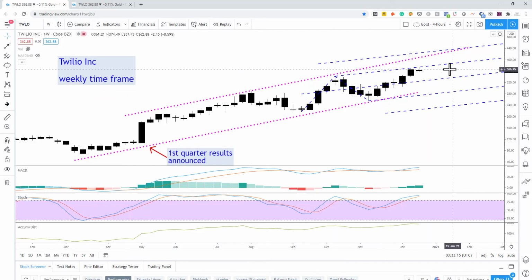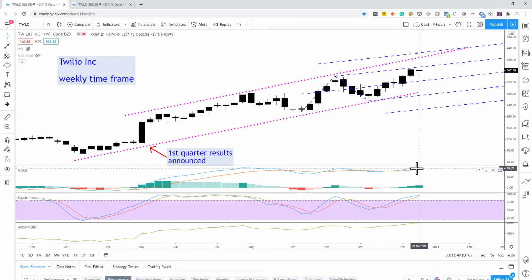What's interesting in this case is that if price is able to push above this upper median line, then again our target becomes the top of the channel, the next median line. And again, it's in the 420 to 430 price range up in there. So I just wanted to point that channel out.